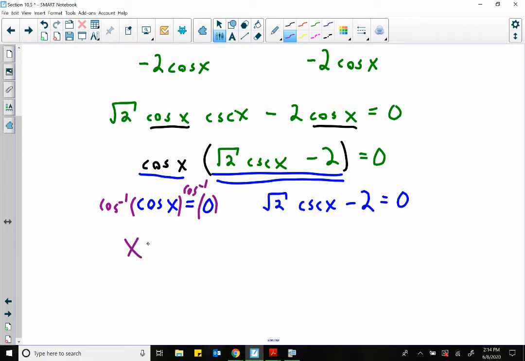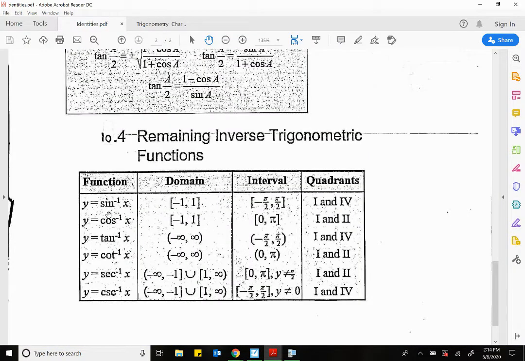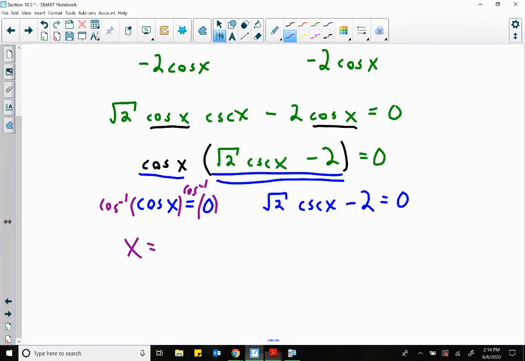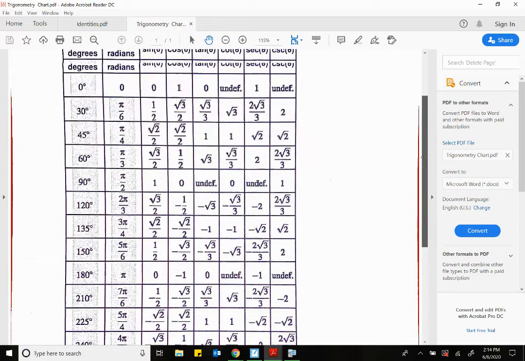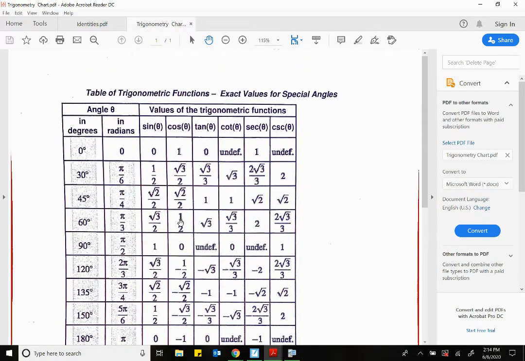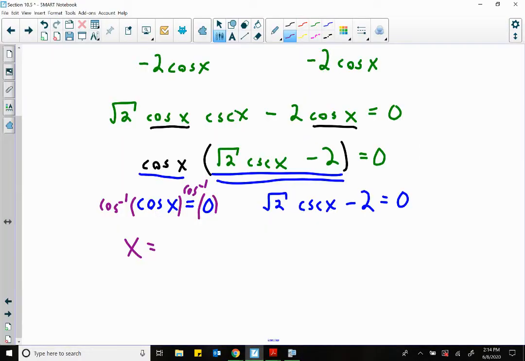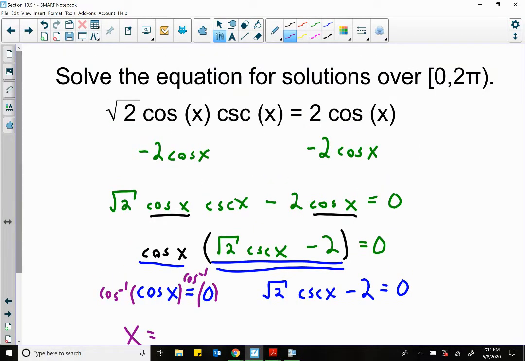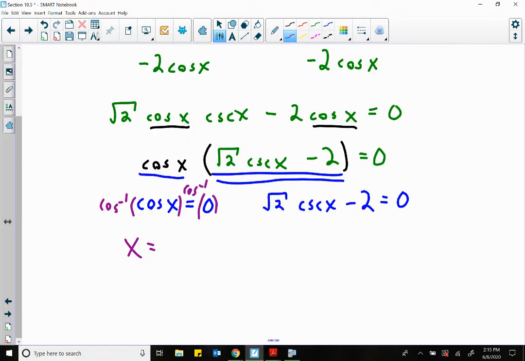So x only happens when cosine is 0. When is cosine equal to 0? Just to double check, yes, we can do it because cosine can equal 0. So we go to our big chart and we look up when cosine is 0. Right there, pi over 2. And how does it want our answers? It still wants it in radians. So pi over 2.